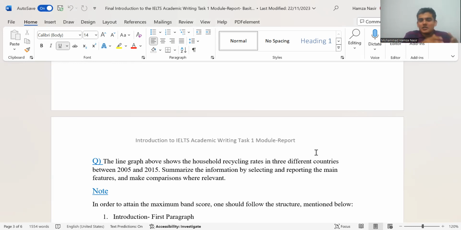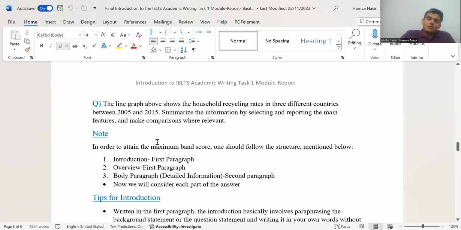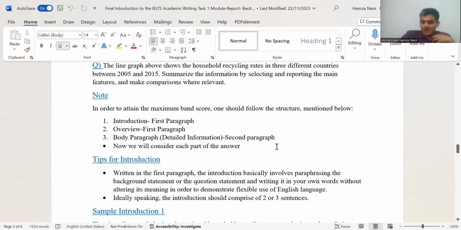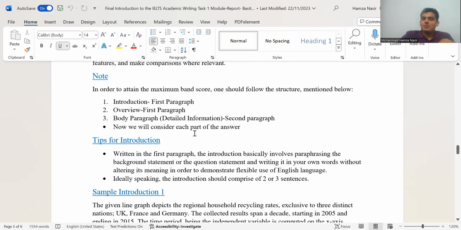If you haven't justified the task response band descriptor, that means, fellas, that you're not going to get a band score of more than 5.5 tops. So just be very particular about that. Like I said before, in order to attain the maximum band score, it is recommended from my side to follow the below mentioned structure. First paragraph introduction and overview, second paragraph is the detailed information for the body paragraph. I'm aware I'm repeating this over and over again, but that's because it is super important.